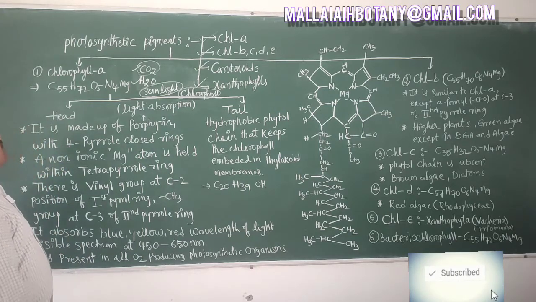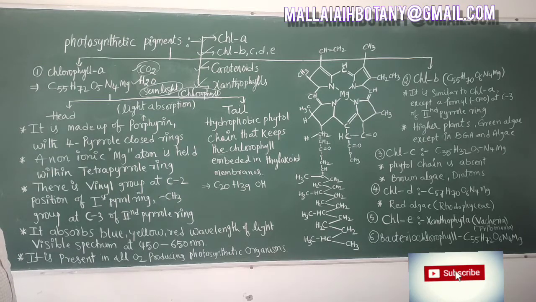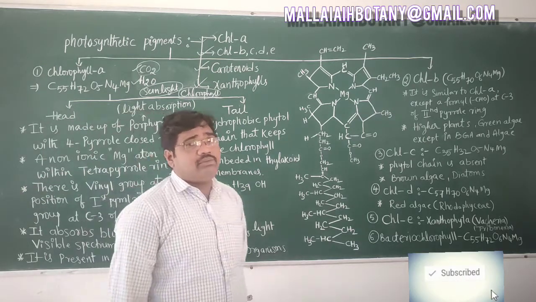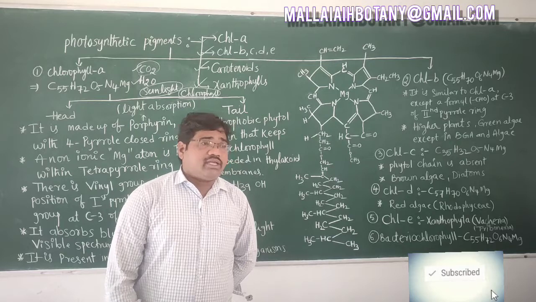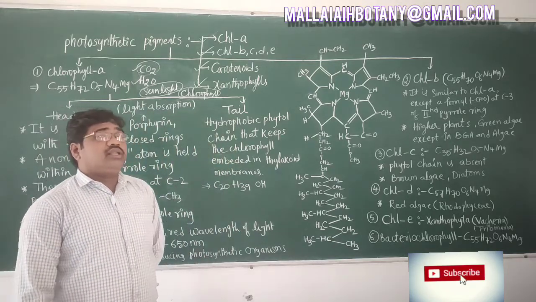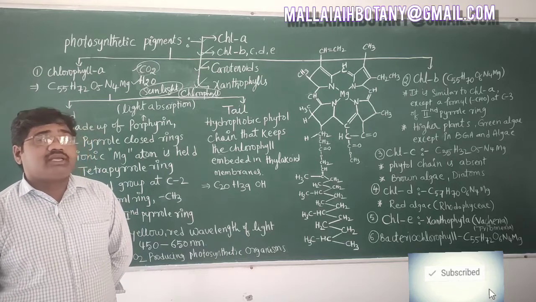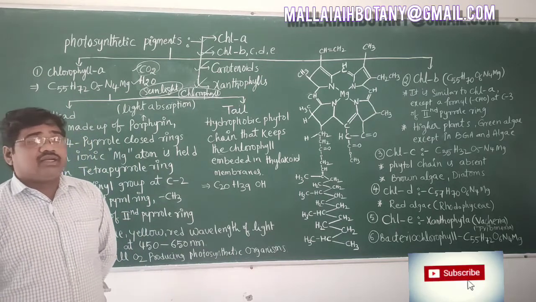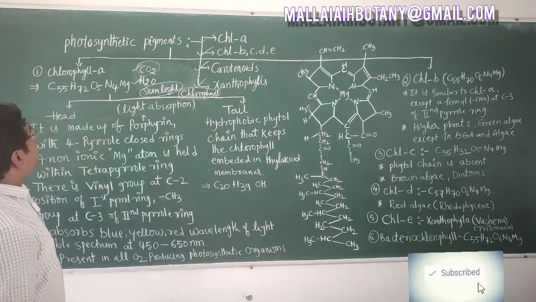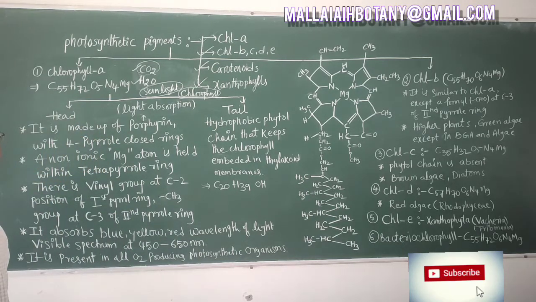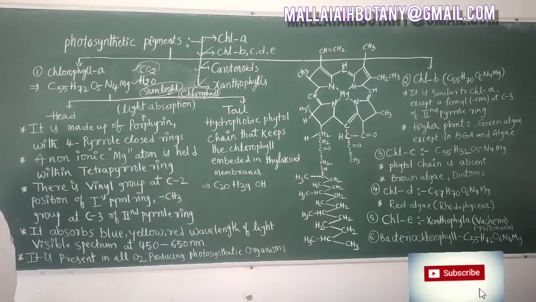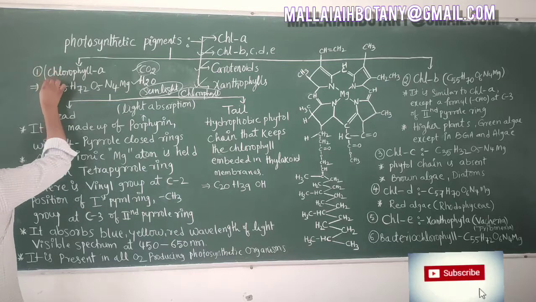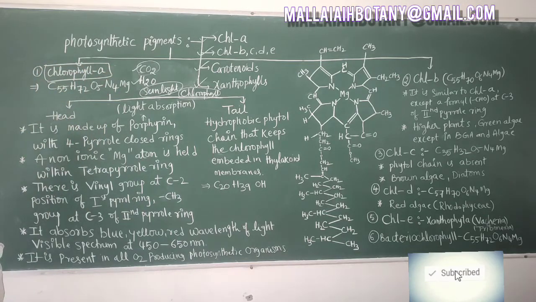Actually, the photosynthetic pigments are located in the thylakoid membranes, in the organelle called the chloroplast. So, that is about the photosynthetic pigments. Generally, the photosynthetic pigments are classified into various types. The first pigment is chlorophyll A.